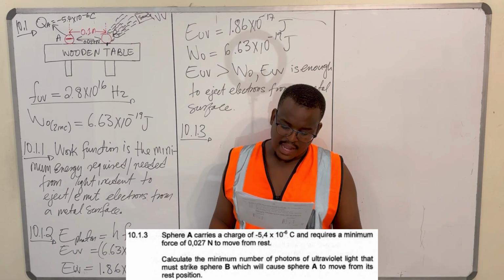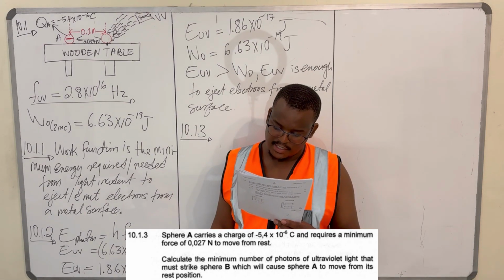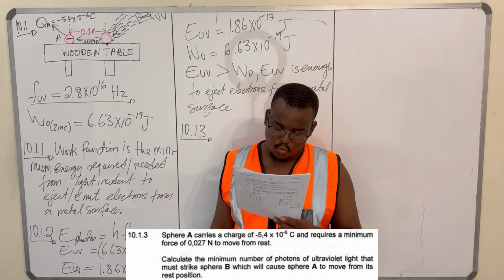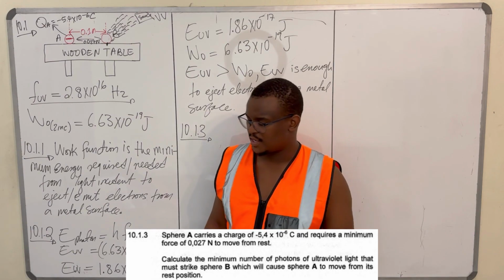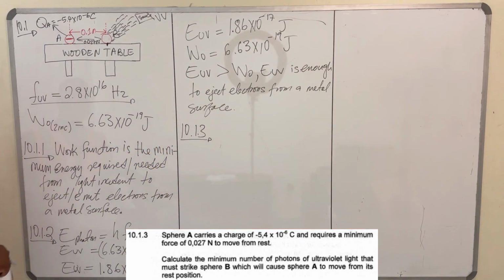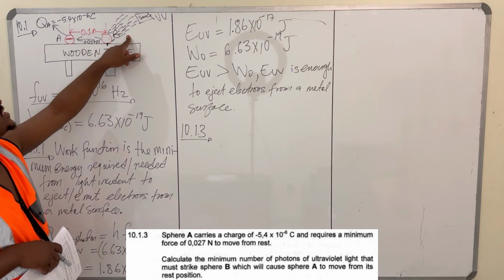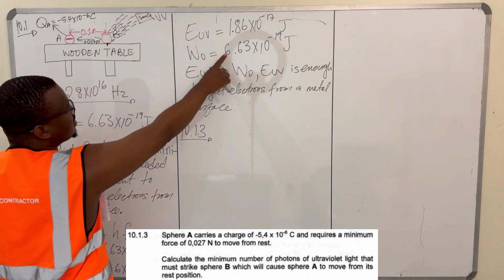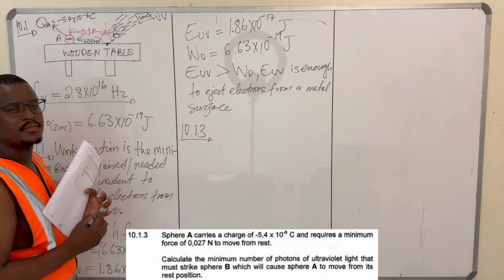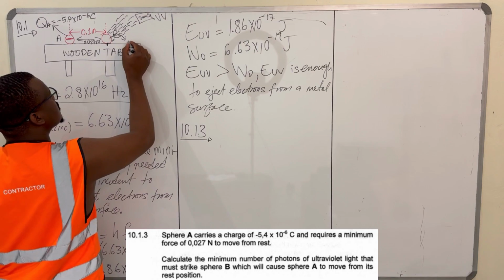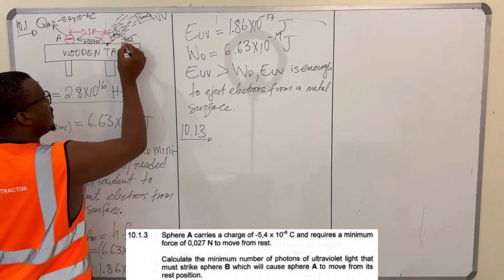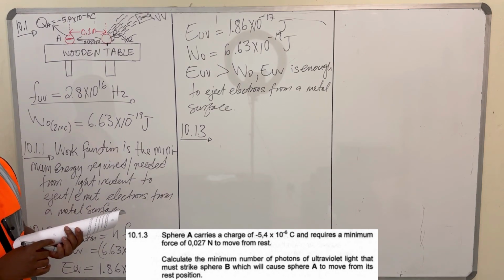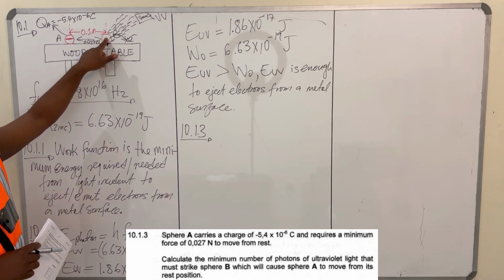Let me read this again. Calculate the minimum number of photons of ultraviolet light that must strike sphere B, which will cause sphere A to move from rest. So here's what will happen. Now, because we have this source of ultraviolet light that is shone on B, it has enough energy to emit electrons from that metal. So many electrons will be ejected, removed from this metal.